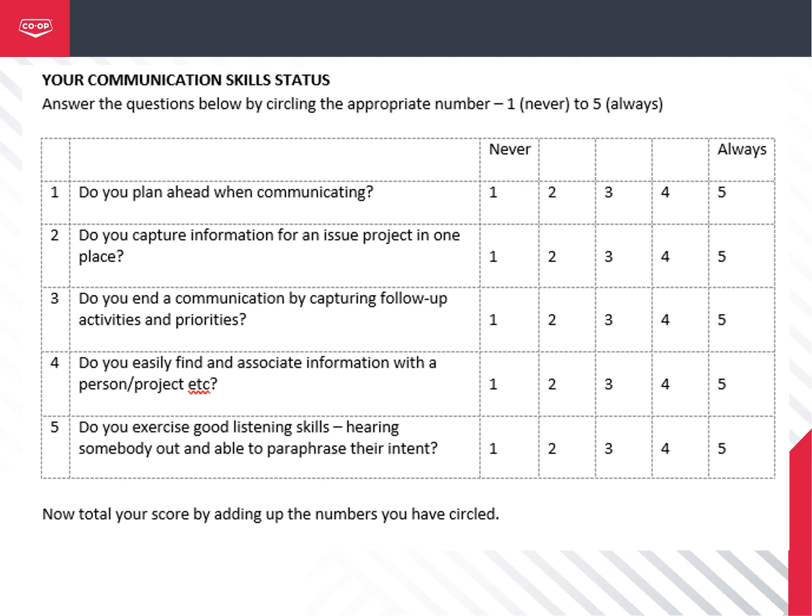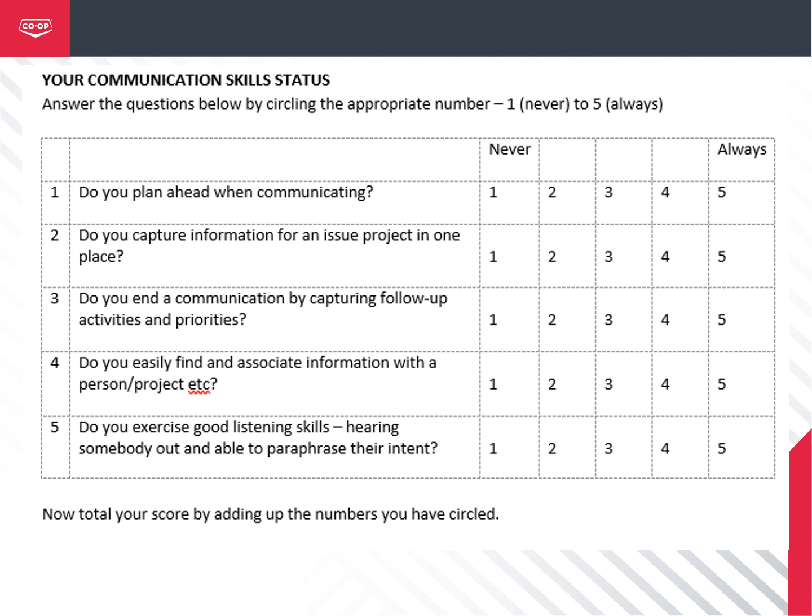So we're going to take a look at our communication skills status by looking at 5 questions. Do you plan ahead when communicating? With 1 being never and 5 being always. Do you capture information for an issue or project in one place? Do you end a communication by capturing follow-up activities and priorities? Do you easily find and associate information with a person or project, etc.? Do you exercise good listening skills, hearing somebody out, and are you able to paraphrase their intent?